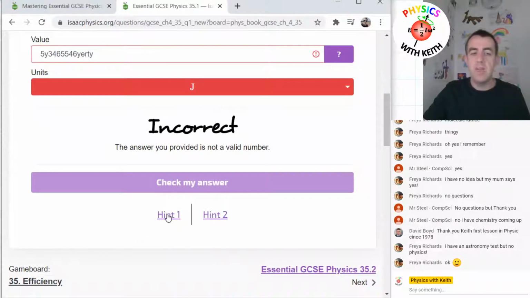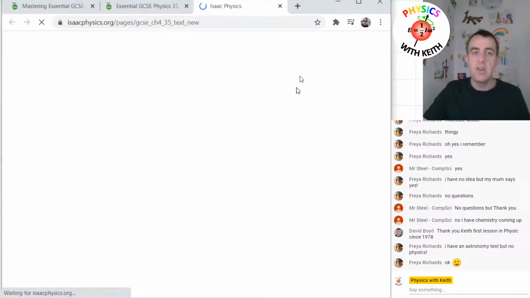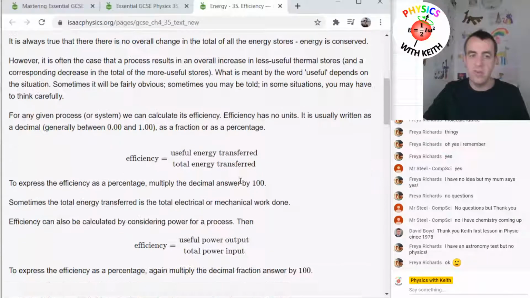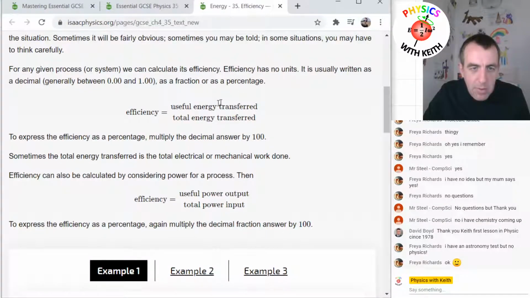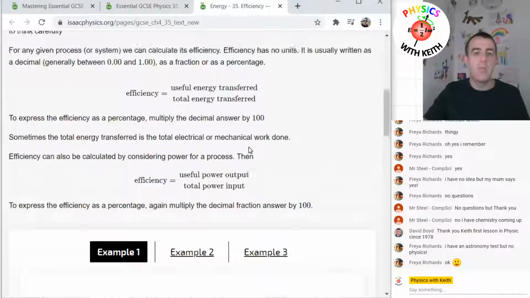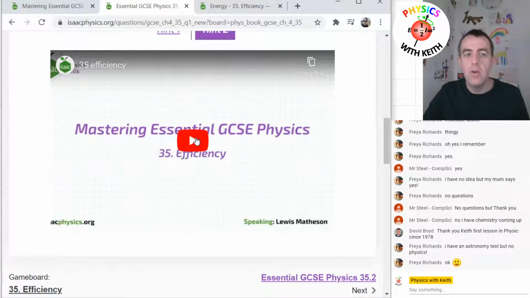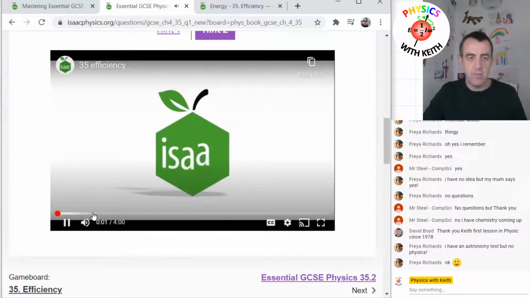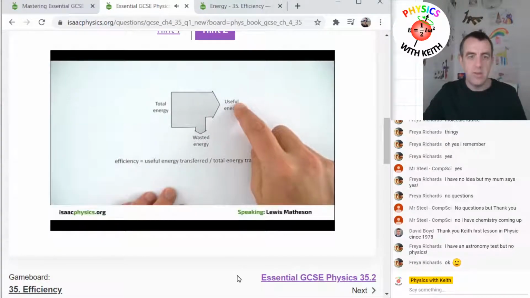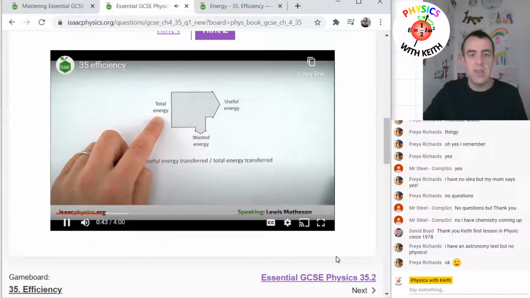What's quite nice about this is there are some hints. If you click the hint at the bottom, you can see some notes about efficiency, which you can read. The equations haven't quite formatted right there by the looks of it. I might have to report that to them. But also there's usually a video that you can watch, which will give you some guidance on how to answer these sorts of questions. So you can see here someone called Lewis Matheson is going through Sankey diagrams.